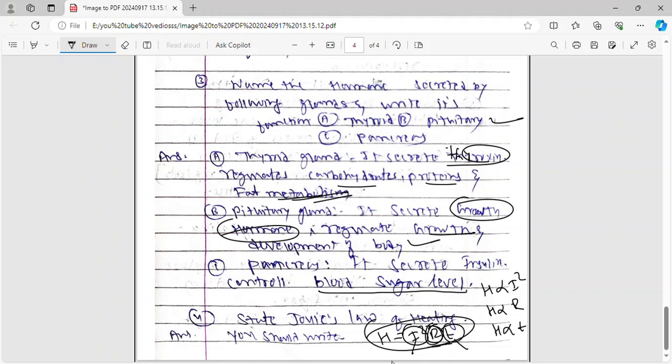Gonads: you know gonads secrete which hormone? The testes secrete which hormone? Testis is present in males, and it secretes testosterone. Testosterone is responsible for secondary sexual characters like mustache development, beard development, and change in voice. Ovaries are present in females and secrete two hormones. One is estrogen, responsible for secondary sexual characters in females, and the other is progesterone. Progesterone maintains pregnancy, so it is also called the pregnancy hormone.